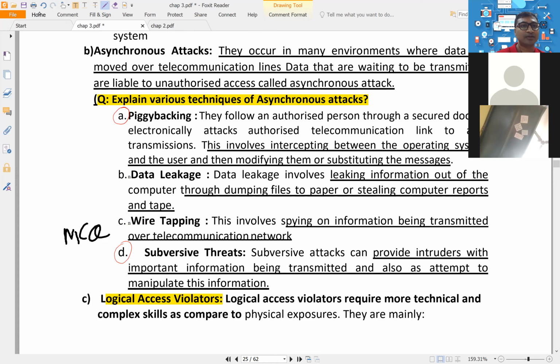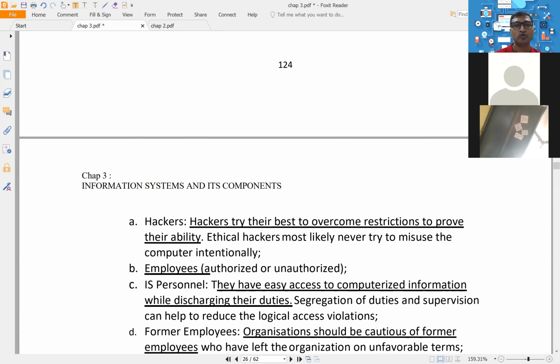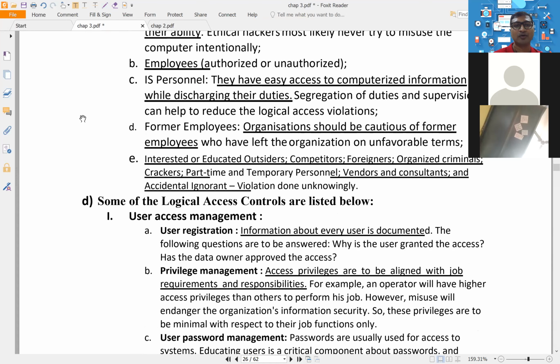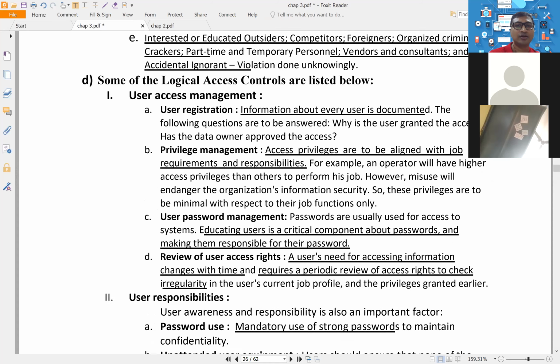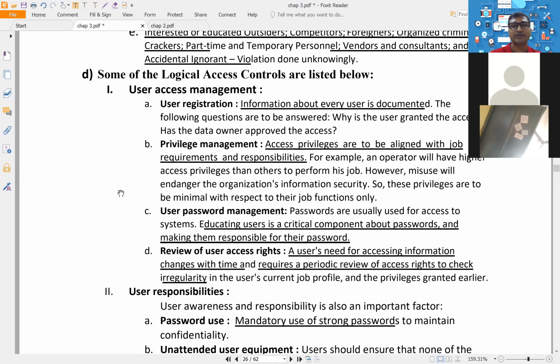Now these were the methods through which someone can hack your data. Then who does all those things? Hackers, our own employees, former employees, professional hackers, competitors, foreigners, vendors, all those. But after this, our control will start, correct? I told you that the first control we always keep is on users: user registration, their privilege management, their password management, the most important thing. So first, user access management and user responsibilities are very easy.